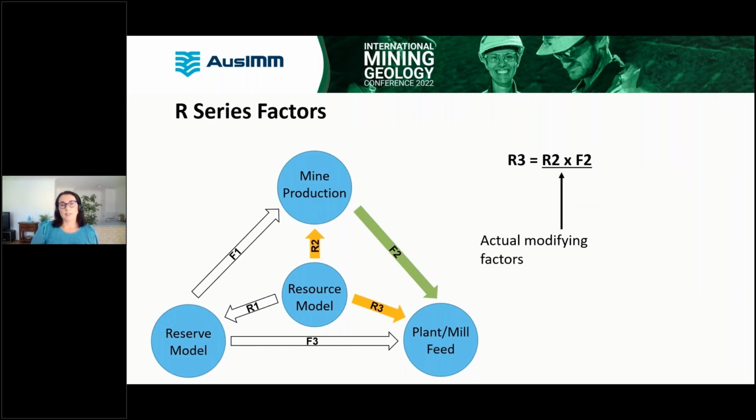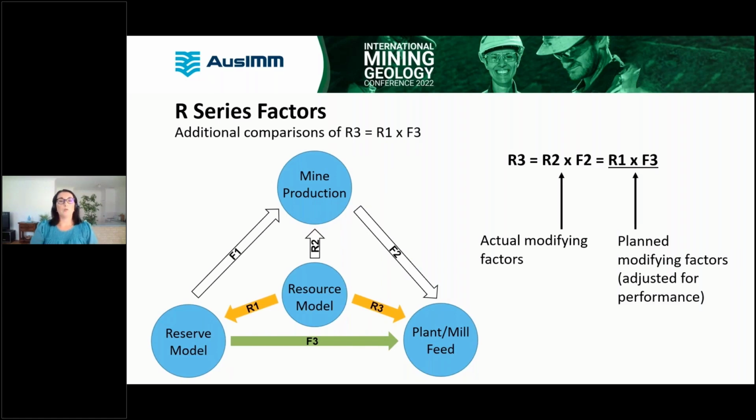So the framework extension, including this resource model, also provides some interesting additional comparisons, including, but not limited to, the R3. So here we'll look at the R3. We can see that it's the R2 times the F2, all about our actual modifying factors. But it can also be our R1 times our F3, which is all around those planned modifying factors, and perhaps those that have been adjusted for performance. And you can do that for any of these, actually. I've just chosen R3 as an example.